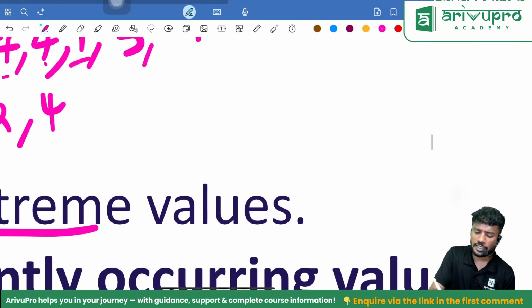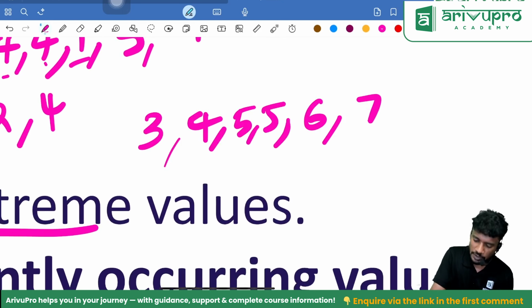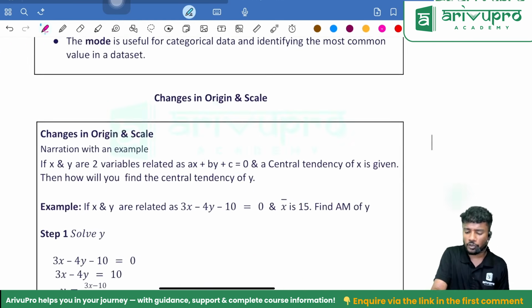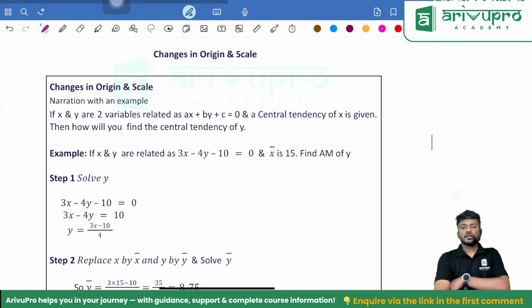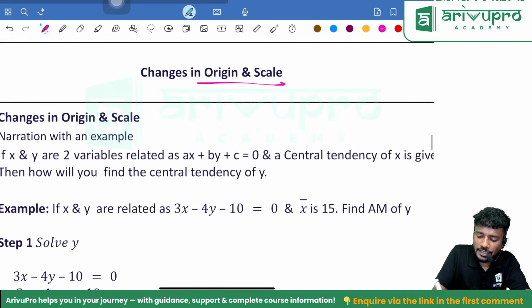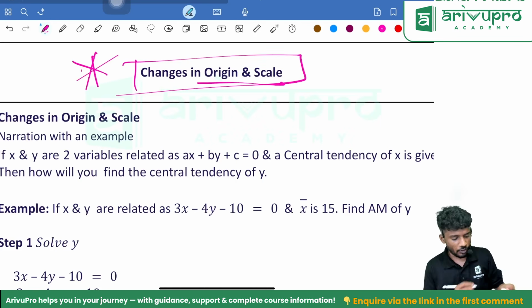But in some other case, 3, 4, 5, 5, 6, 7, I changed one value to 2 and another to 8. Is the mode affected? No. That's why we are saying mode may or may not be affected by extreme values. Now the changes of origin and scale. Very important topic, people. Make a note of it.